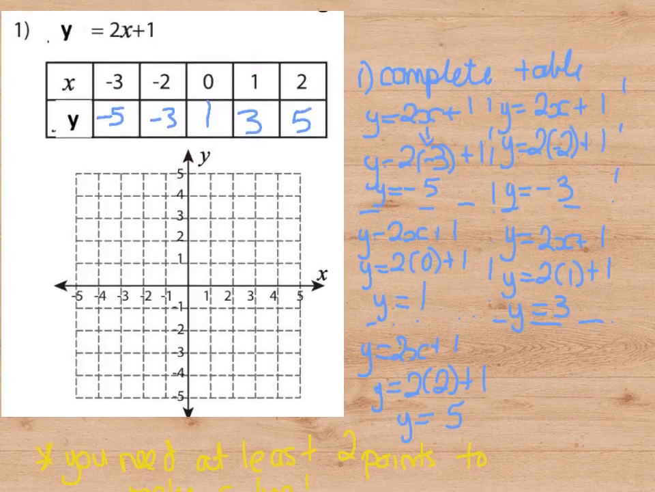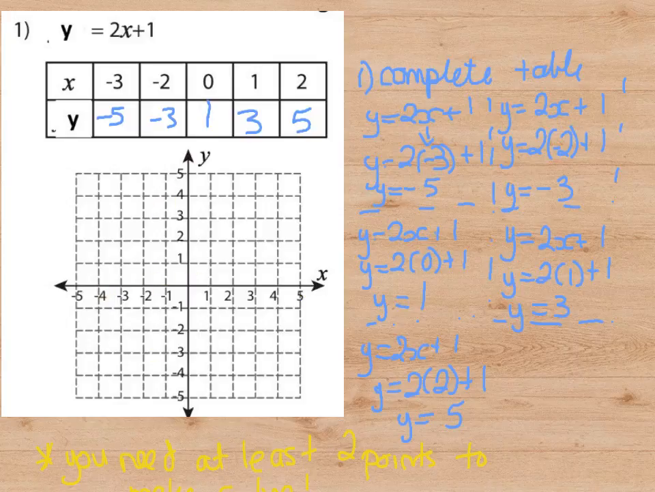So I encourage you to start by plotting all of these 5 points that I've given you. Put them on the graph. This helps you too because you need to remember x this way, y this way. It's good practice for you, okay?